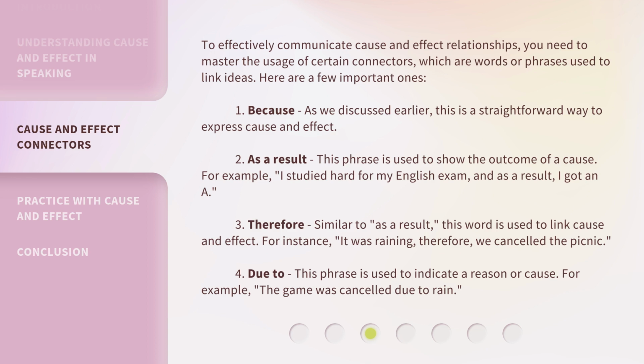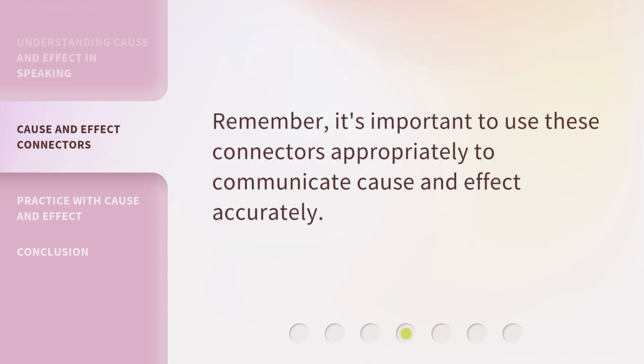3. Therefore, similar to as a result, this word is used to link cause and effect. For instance, it was raining. Therefore, we canceled the picnic. 4. Due to, this phrase is used to indicate a reason or cause. For example, the game was canceled due to rain. Remember, it's important to use these connectors appropriately to communicate cause and effect accurately.